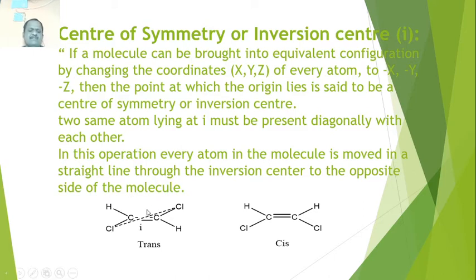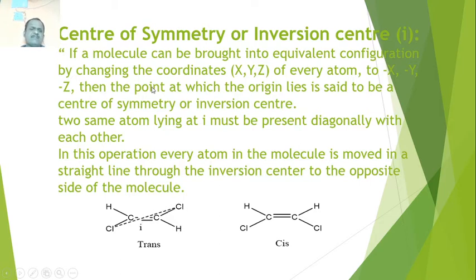Let's say this is a point. When you perform any operation through that point, then that molecule possesses a center of symmetry. So if a molecule has a point that bisects the molecule into two equal halves, where if you see one side there is, let's say, a Cl atom, at its exactly opposite side there should be a Cl atom, then and only then that molecule possesses a center of symmetry.